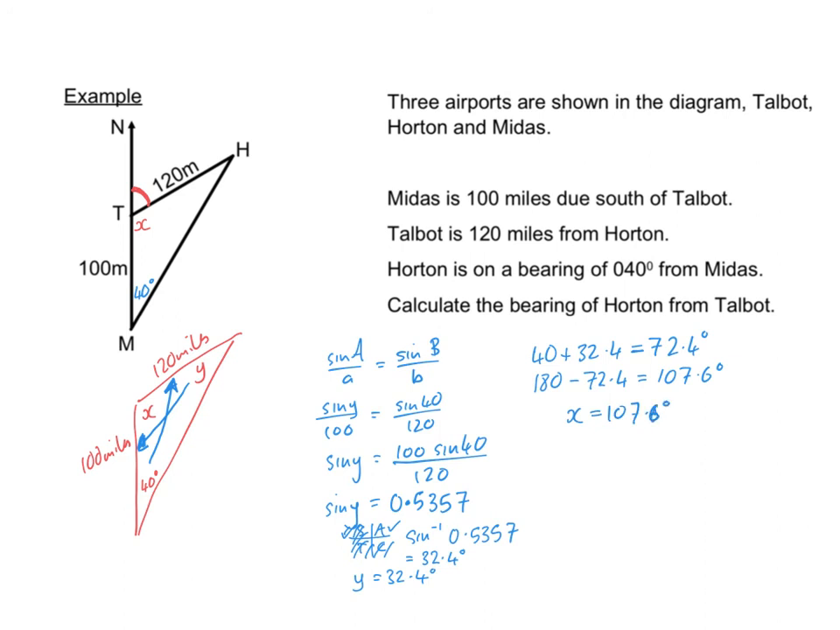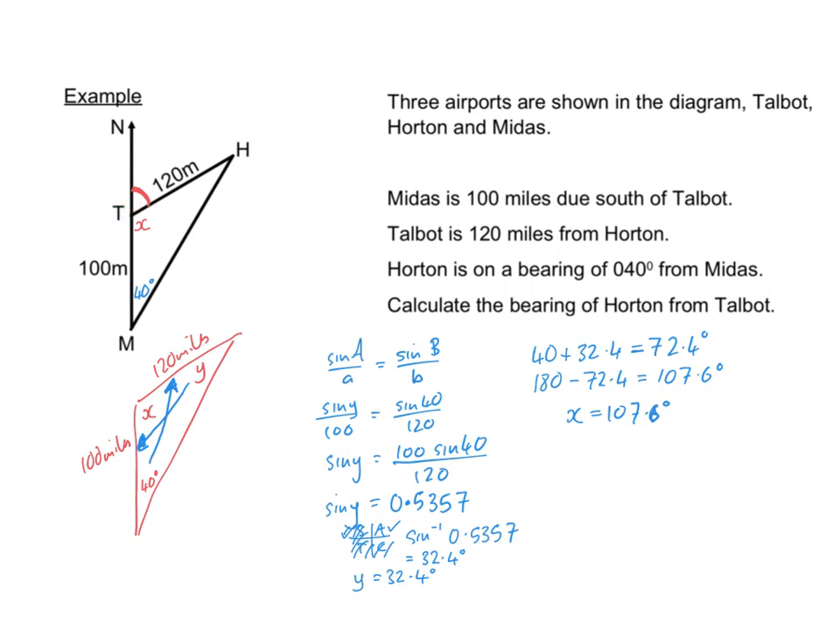Now that's not the question. Always go back and have a read. So we are asked in this question, remember, to calculate the bearing of Horton from Talbot, and at the start we marked it off with this little red curve here. That's the angle we're trying to find. Now X and this angle here, these must add to 180 degrees. So all I've got to do is subtract X from 180, or subtract this value here from 180, and that will give me the angle that's going to go in here.